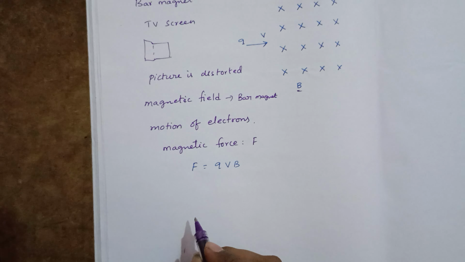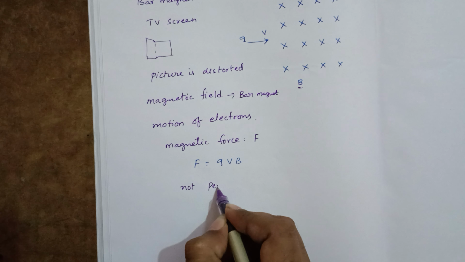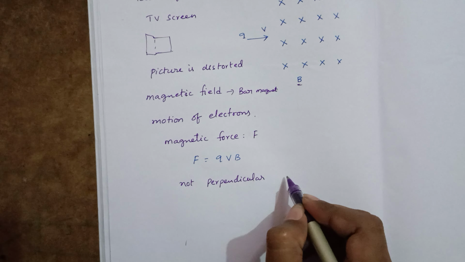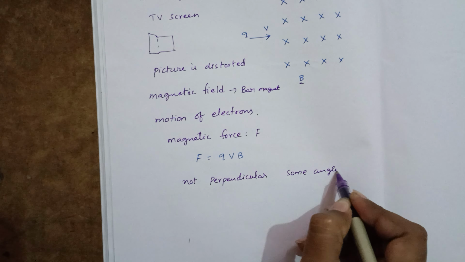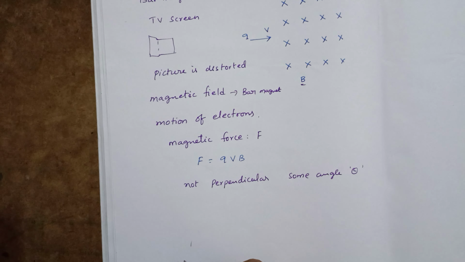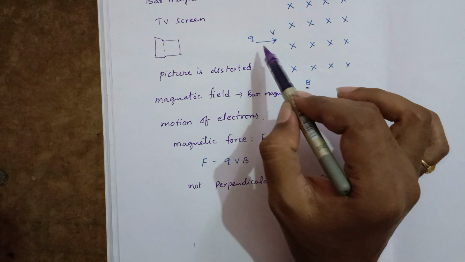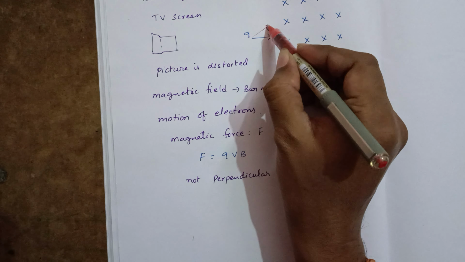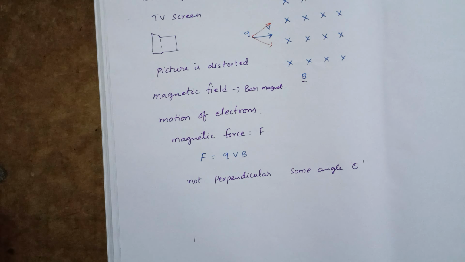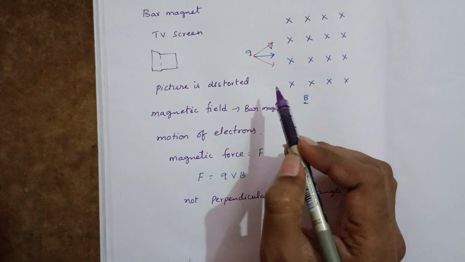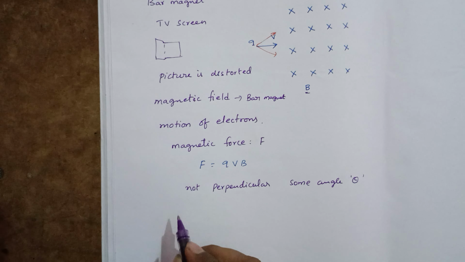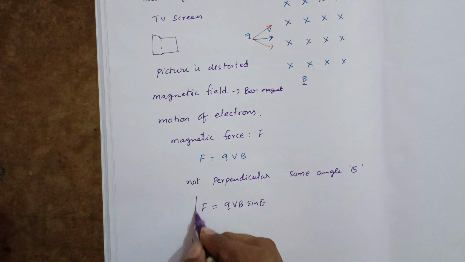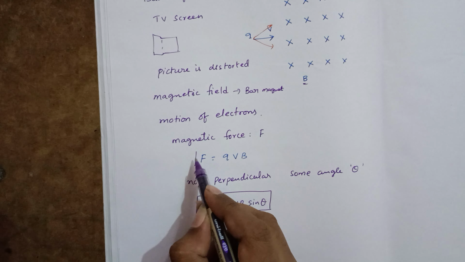If it is not perpendicular, if the charge is moving making some angle theta with the magnetic field, up or down or inside, whatever it is, then F equals QVB sin theta.